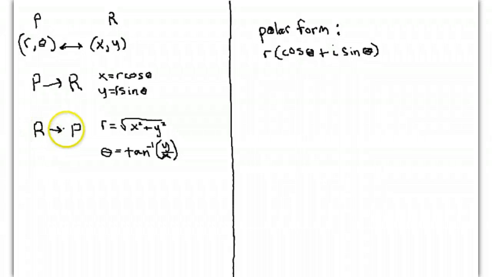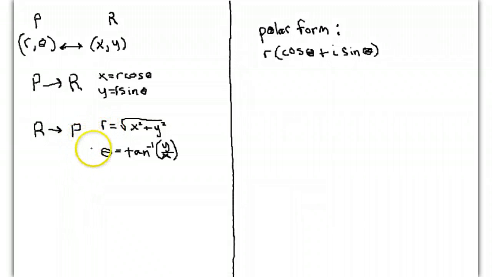But when you go from R to P, this is rectangular to polar, so you already got XY here. You're trying to get R theta, so you're trying to go in this direction. So to get R, and you already got XY, it's going to be x squared plus y squared, and then you take the square root of that. That's going to be your R, your radius.